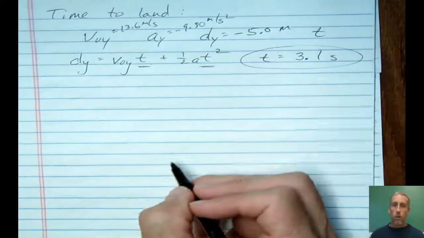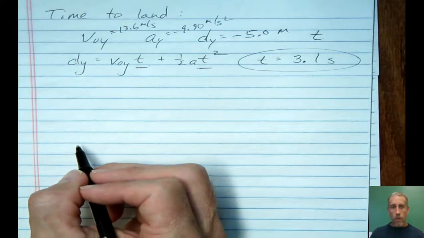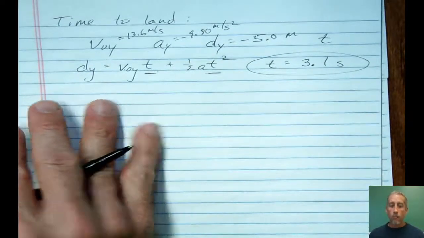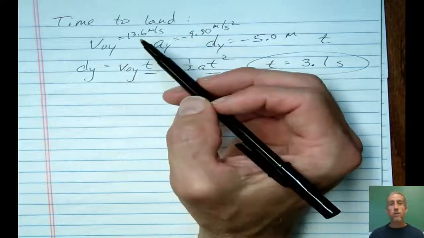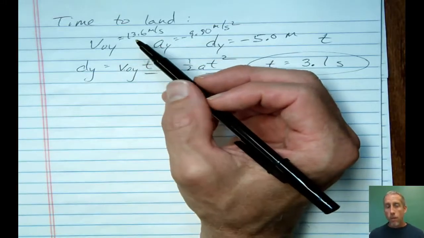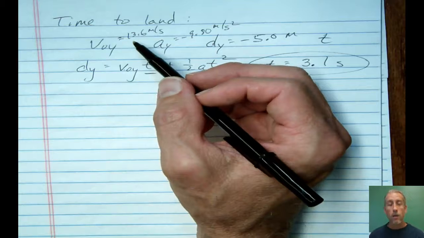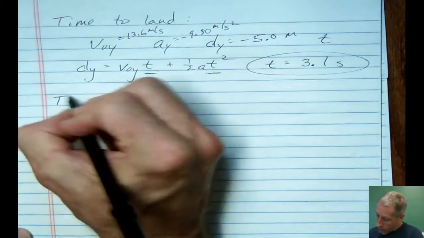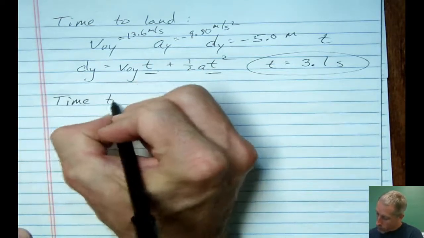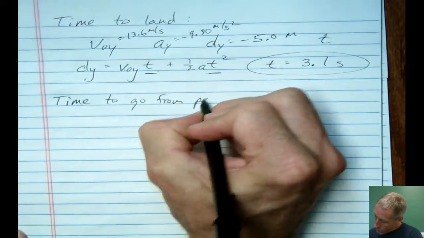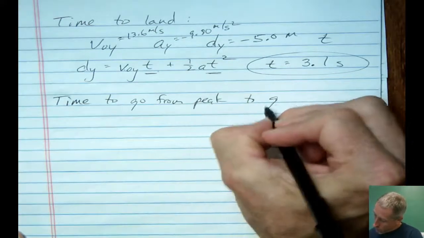Again, I'm not showing all the work for that. But the reason I want to skip that part is to show you another strategy. You remember that we found it takes about 1.4 seconds just to get up to the peak. Well, it might be just as simple to calculate how much additional time it takes to get from the peak down to the ground again. So again, I'll label this time to go from peak to ground.